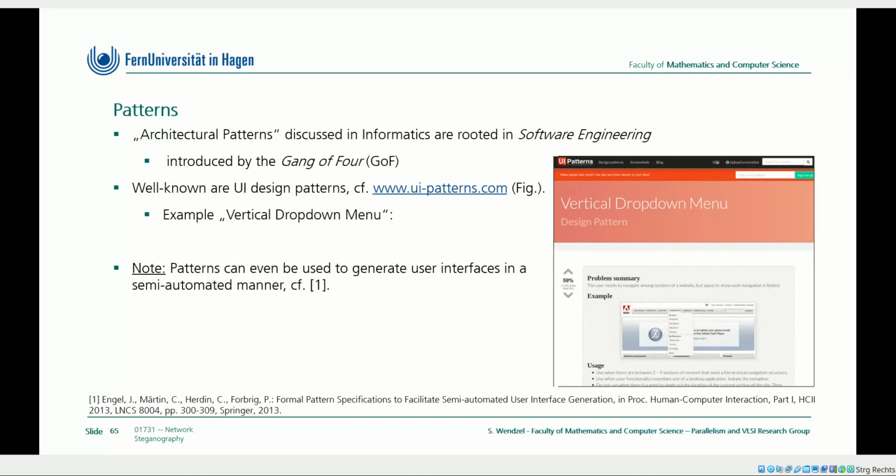Architectural patterns discussed in informatics are rooted in software engineering. Probably you already have heard of the Gang of Four. For instance, well known are user interface design patterns, like the vertical drop-down menu, which you can see here on the screenshot. Patterns can even be used to generate user interfaces in a semi-automated manner. I think that's an interesting side fact, but this fact is not relevant for the exam.